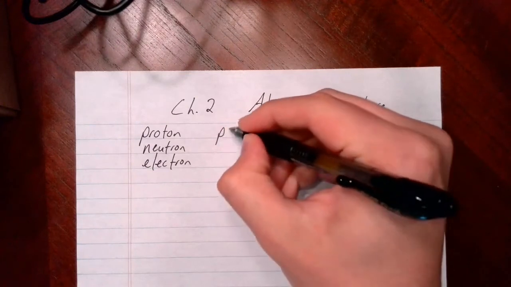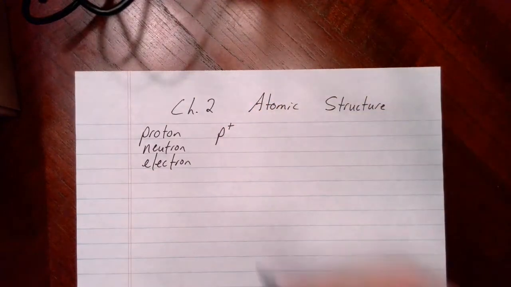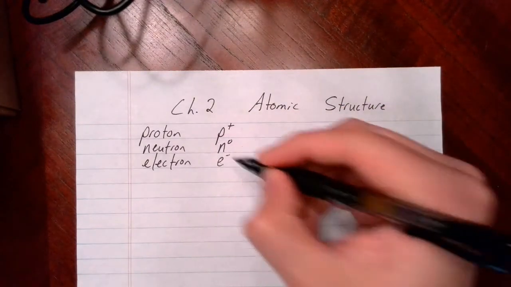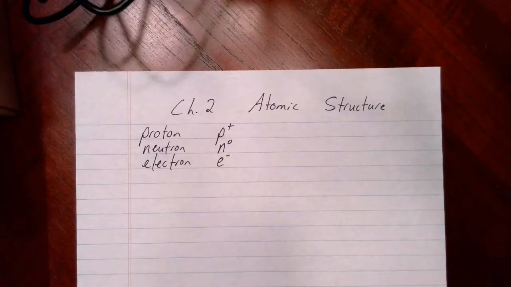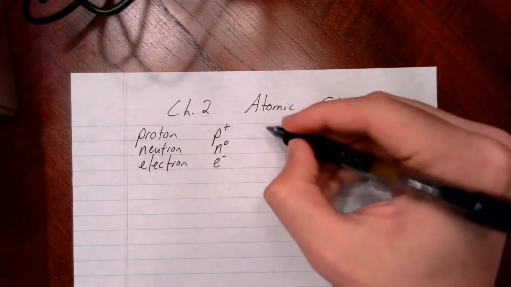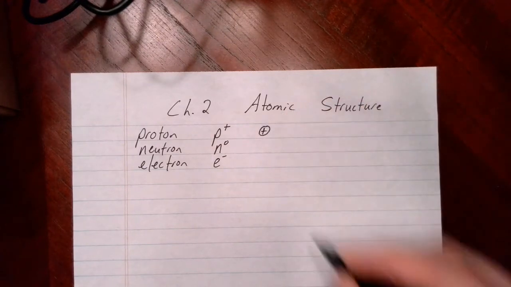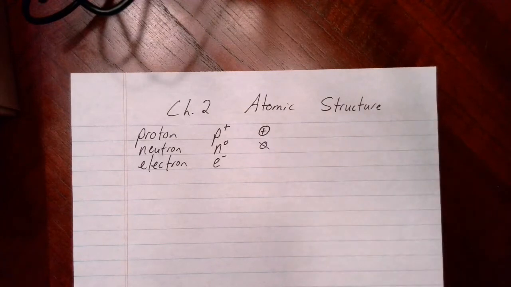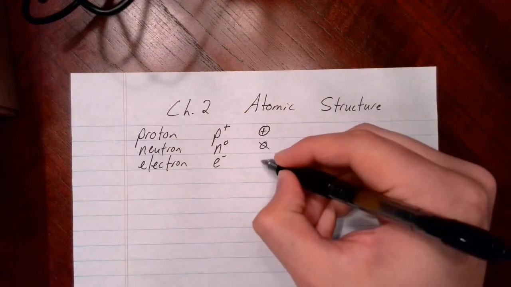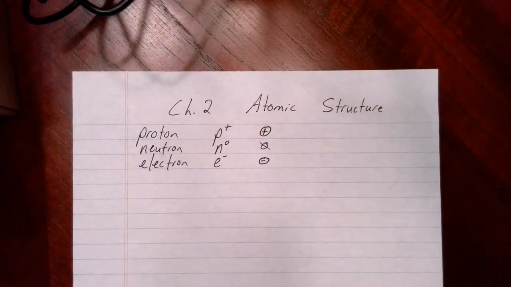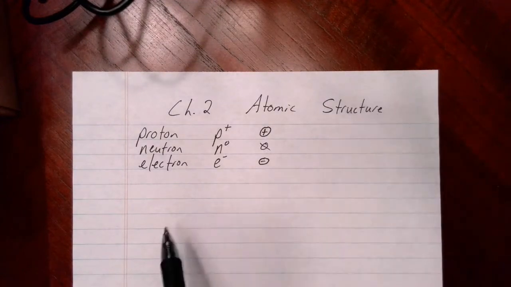We abbreviate a proton as P plus, a neutron as N0, and an electron as E minus. So based on those abbreviations, you could probably guess a proton has a positive charge, a neutron is neutral, it has no charge, and an electron has a negative charge. You're probably already aware of this, but just be sure and don't get confused. Some people like to correlate neutron and negative because they sound a lot alike, but neutron corresponds to neutral.